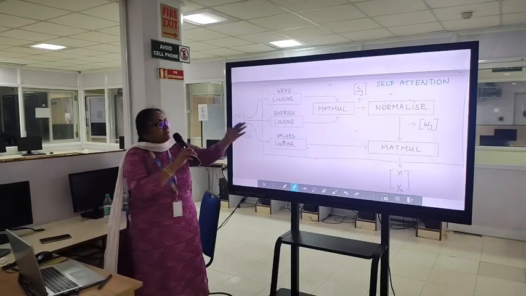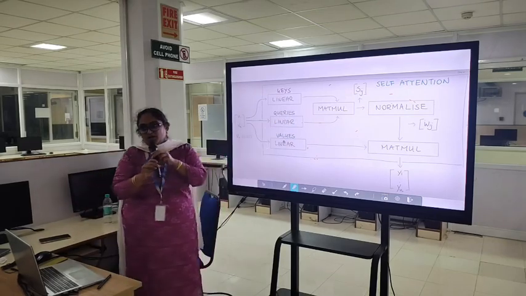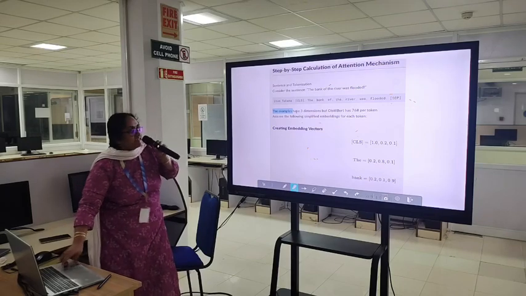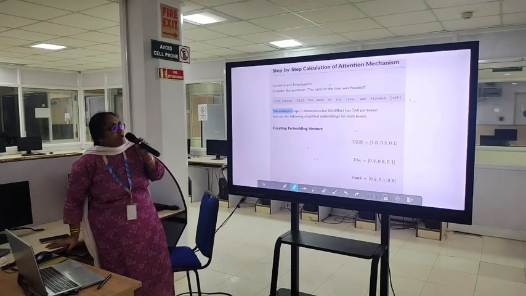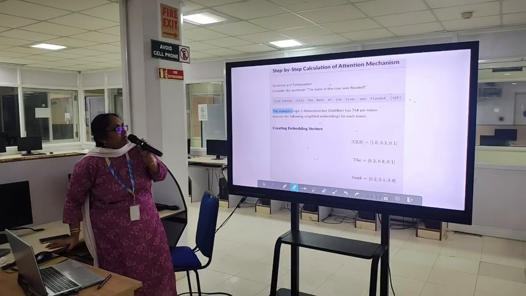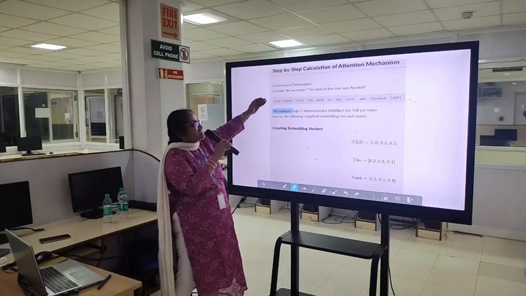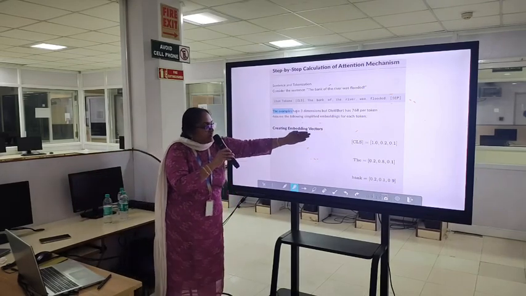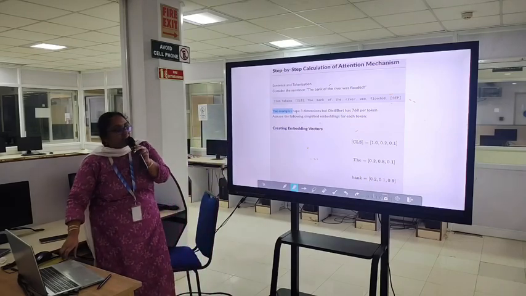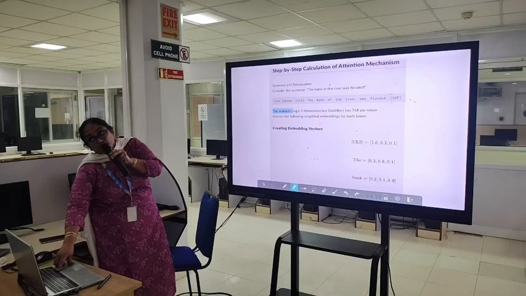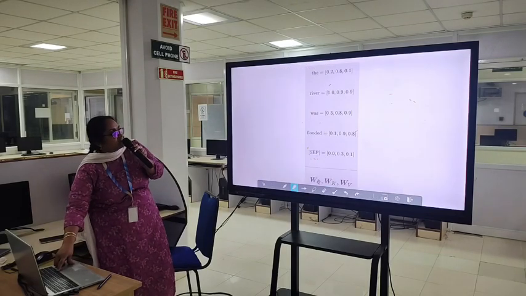So these are basically the dot product of matrices. If you see an example here, it is a step-by-step calculation of the attention mechanism. First the sentence is taken, special tokens are added, and it is tokenized. Then for every token you have an embedding layer. We are assuming only 3 dimensions here, but usually it will be 768 dimensions, for each and every word.